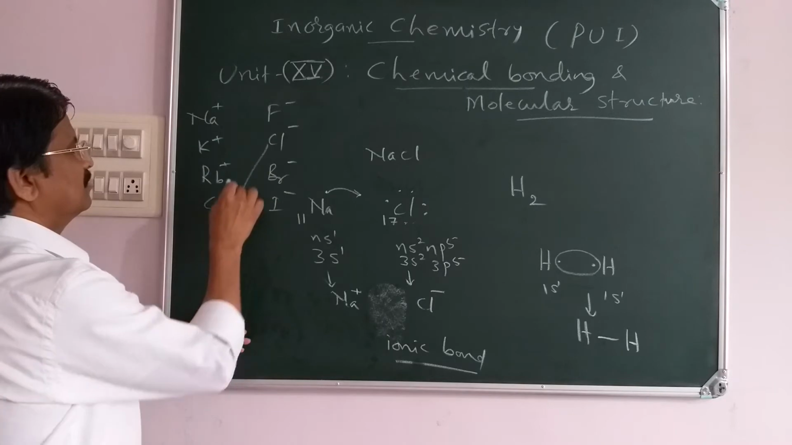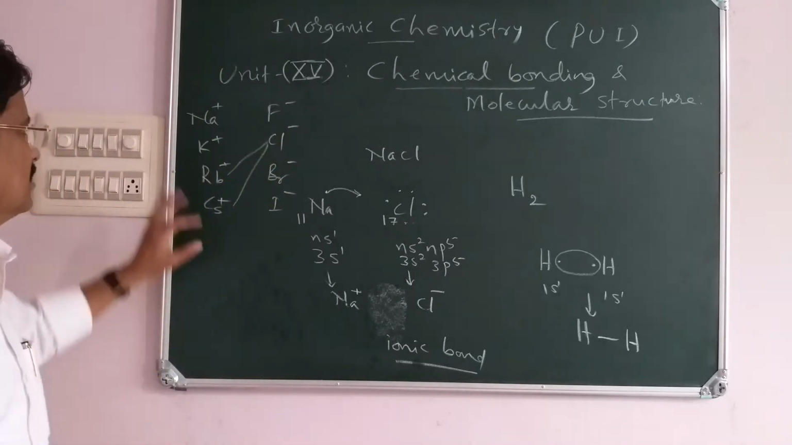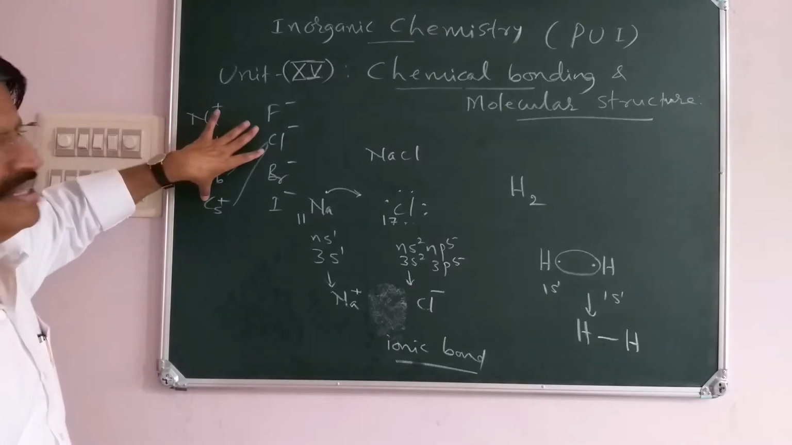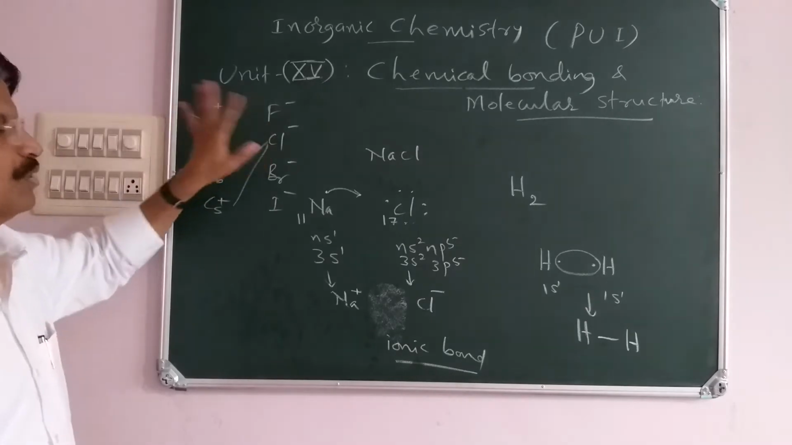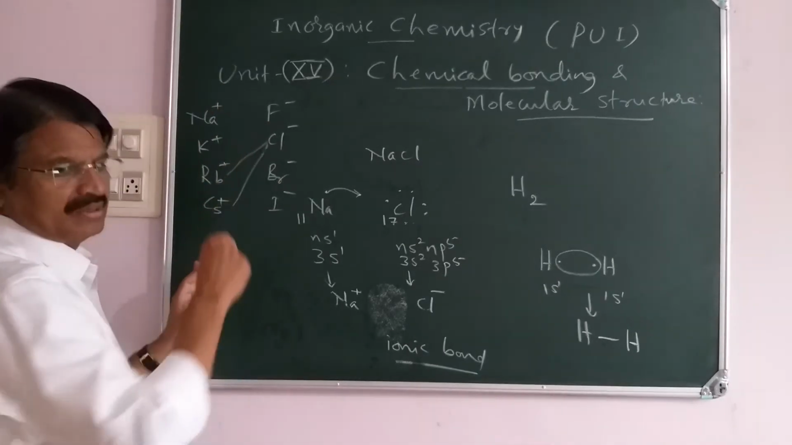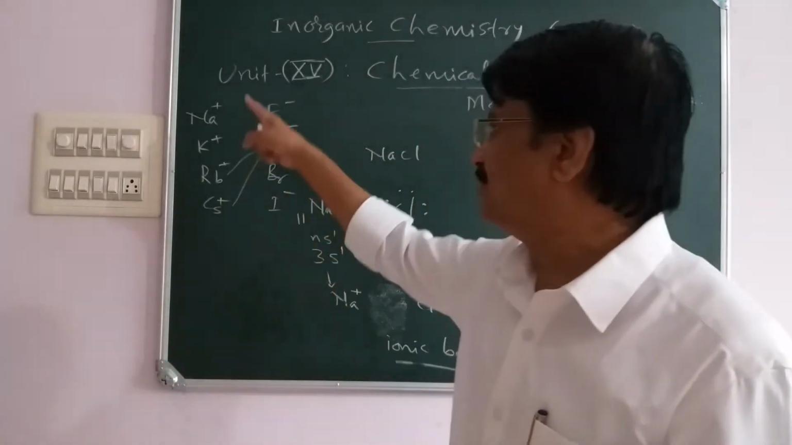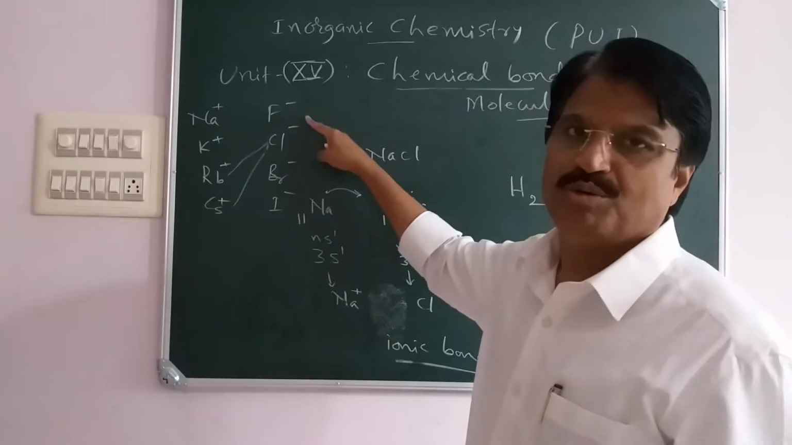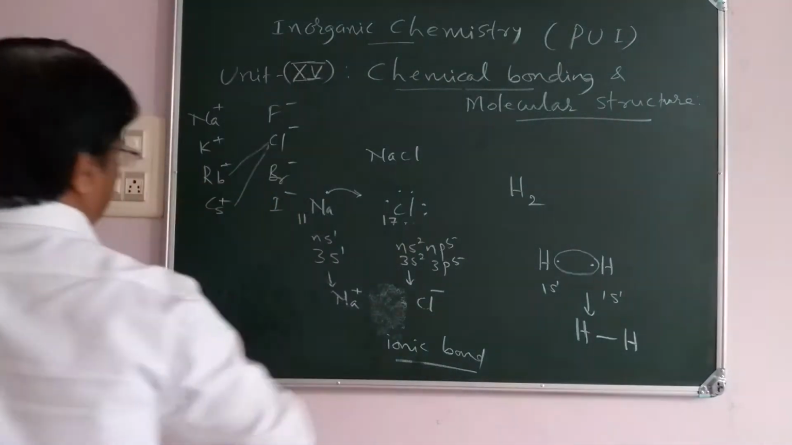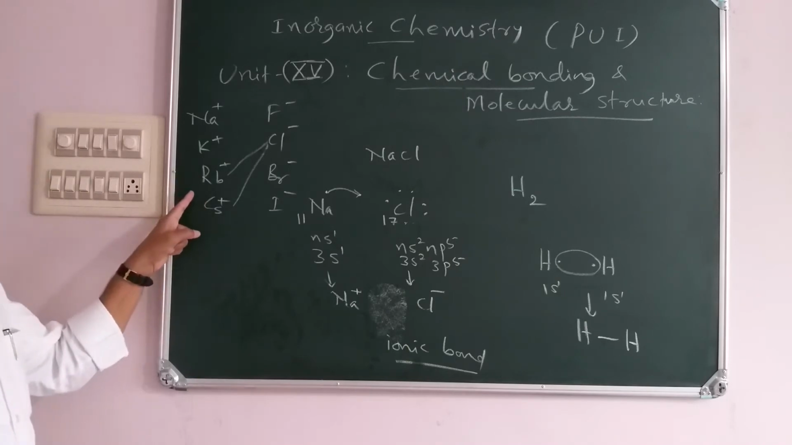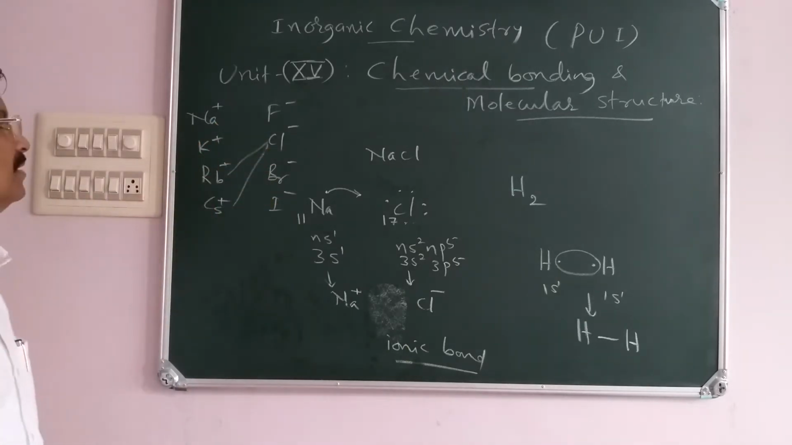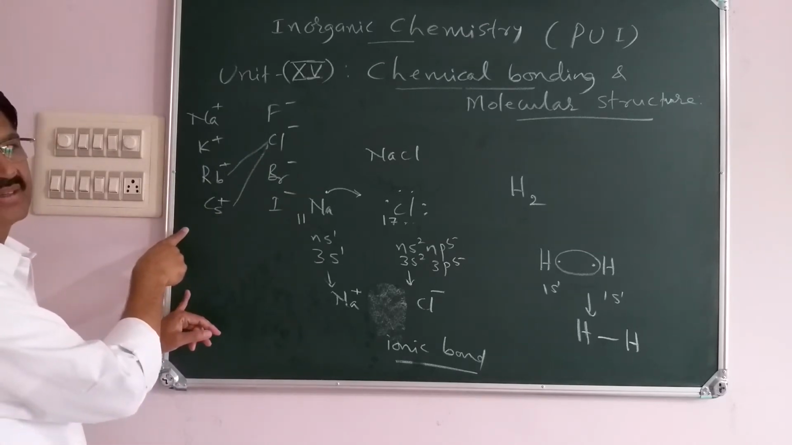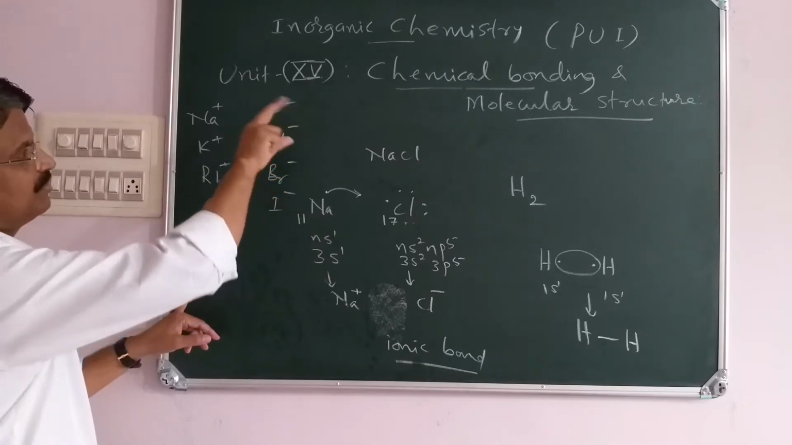Cesium chloride, rubidium chloride. See here, the size of the cation, cesium, is higher. Therefore, cesium chloride is more ionic than rubidium chloride. Anyway, they are ionic compounds, but which is more ionic depends upon the size of the cation. Cation size should be large, anion size should be small, and the charge on the cation small, and the charge on the anion also small. Small charge, then high charge in case of cations, and small size in case of anions.